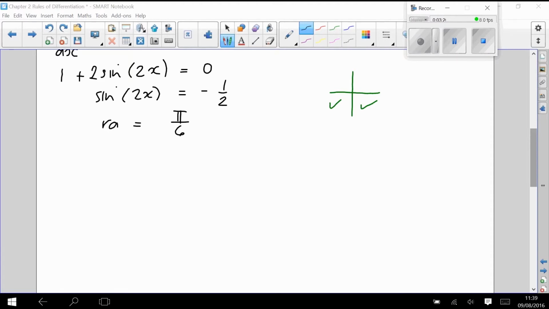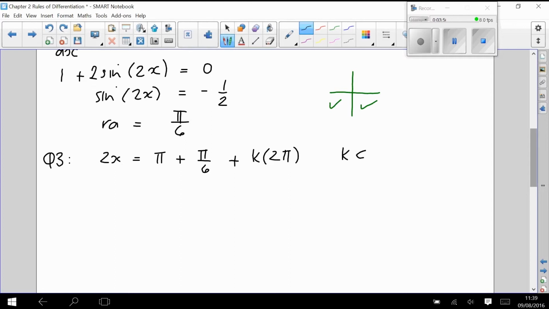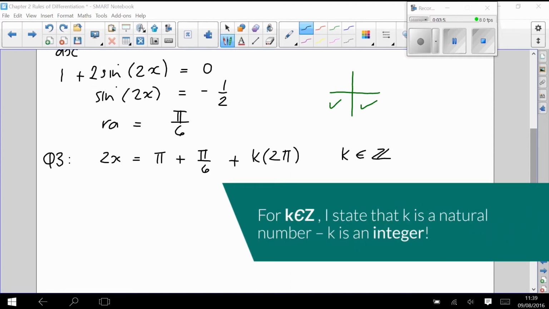We said that our solutions were going to be found in quadrant 3 and quadrant 4. So using the information in quadrant 3, I would find that my angle, which is 2x, was going to be equal to pi plus my reference angle. Remember, that is also plus k times the revolution, which is the full period for the sine curve, and that is 2 pi. And also remember that k is a natural number.